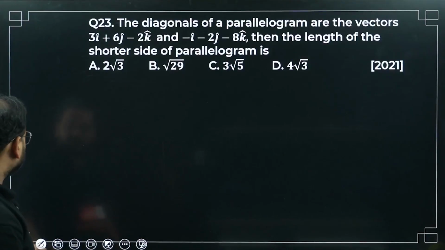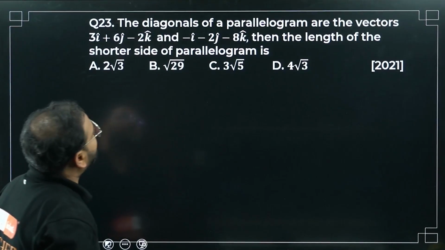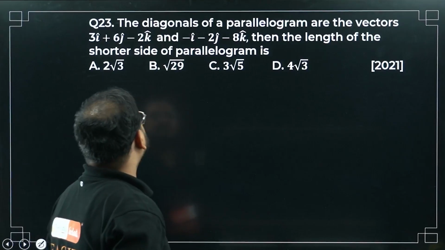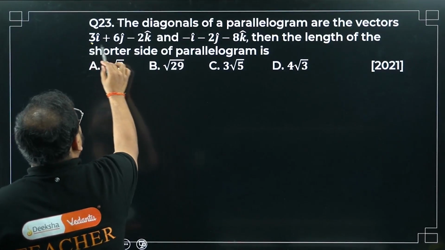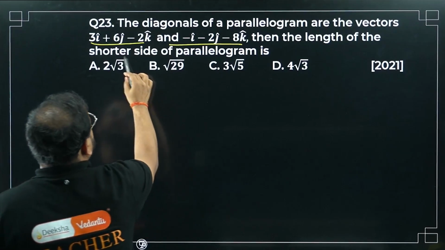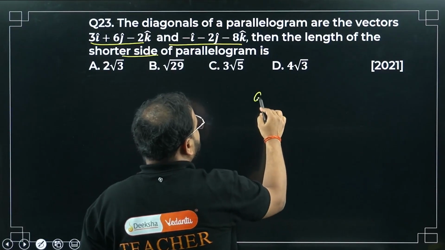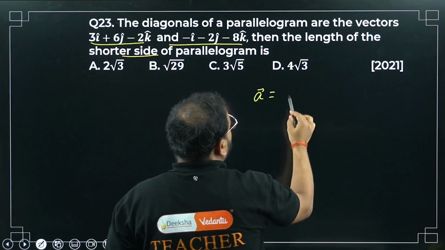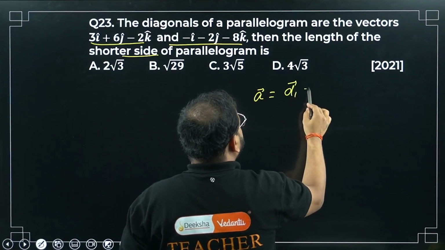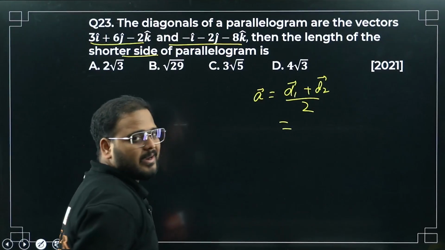Moving on to question number 23. So the diagonals of a parallelogram are the vectors given like this. They have given the diagonals. Then we have to find the length of the shorter side. So please check. We have this concept, right? Vector A is given by what? Diagonal 1 vector by 2. Parallelogram, right?